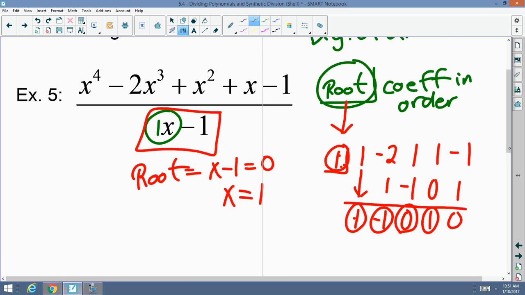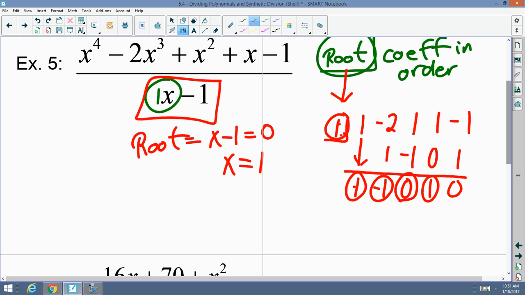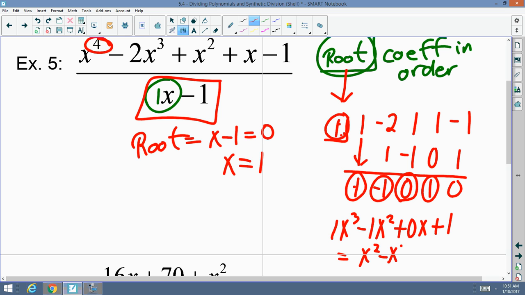0. Now, last step. Do you see how you started with an x to the fourth here? When you do synthetic division, these are your coefficients, and you're starting with 1 degree less than the original. So this is going to be 1x cubed minus 1x squared plus 0x plus 1, and there's no remainder. So my answer is x cubed minus x squared plus 1. That's synthetic division. And we're going to do another one.